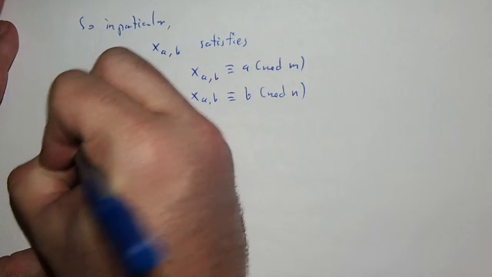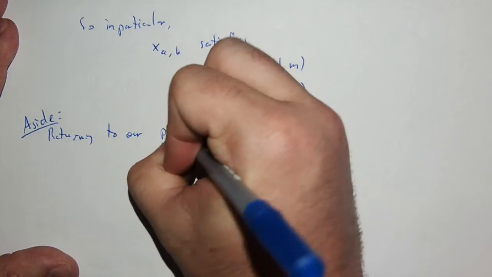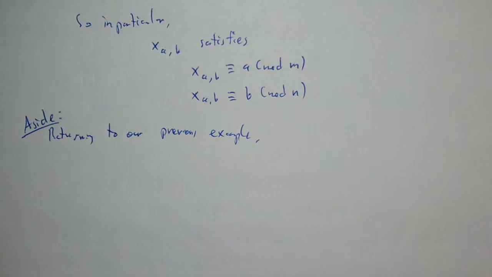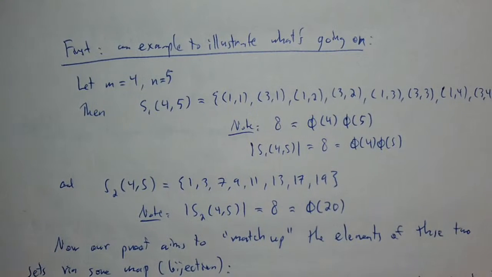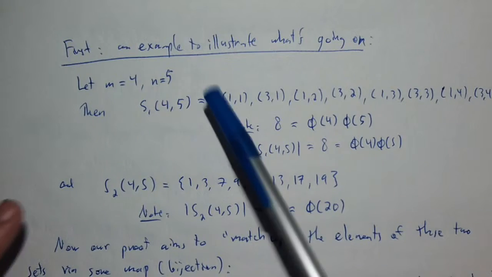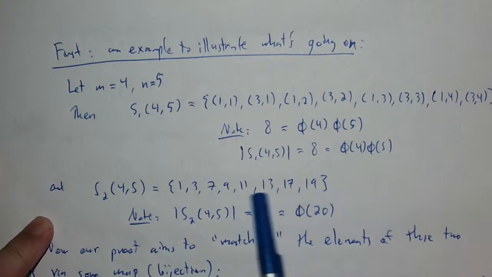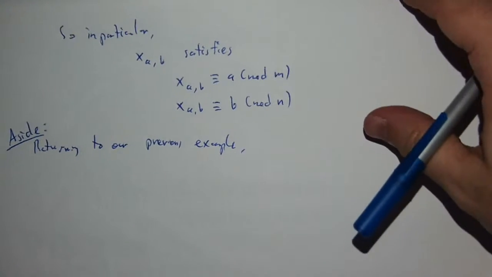So, returning to our previous example, this is an aside. Looking at our previous example, here's letting m be 4 and n be 5. Here's my list of ordered pairs in S sub 1, 4, 5. And here's, of course, my list of elements in S sub 2, 4, 5. So let's go through my ordered pairs.